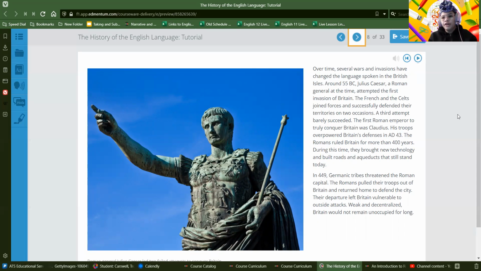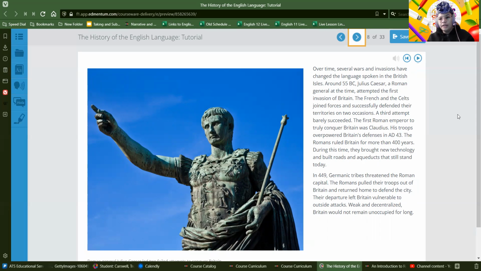So they start with 55 BC. Julius Caesar tried to invade Britain, but the French at the time and the Celts joined forces and defended their territories. Eventually, though, they were conquered by the Romans in AD 43. So we're already jumping from BC to AD. And then the Romans ruled Britain for over 400 years. And since the Romans literally spoke Roman, which was a branch of Latin languages at the time, that influenced English a lot.